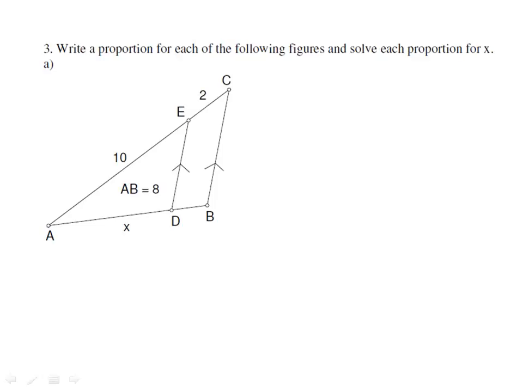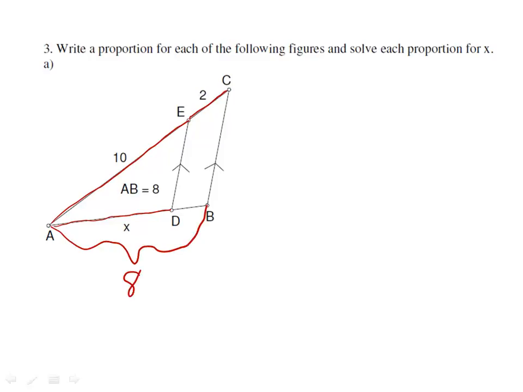Number 3, write a proportion for each of the following figures and solve each proportion for x. Alright, so here we're given this information. EC equals 2, AE equals 10. We're not told what DB equals. We know this is x, that's what we're going to try and find. And then it says AB is 8.